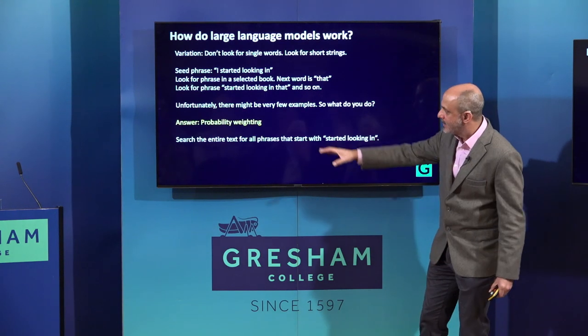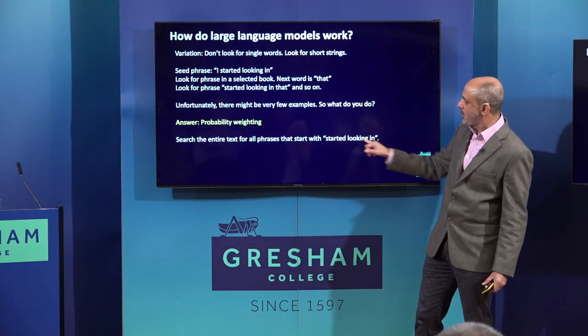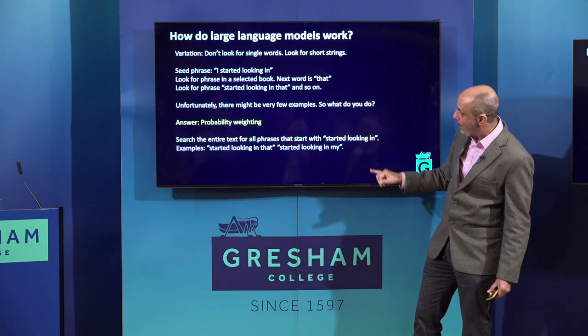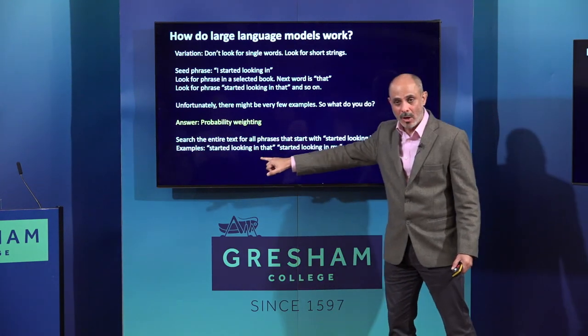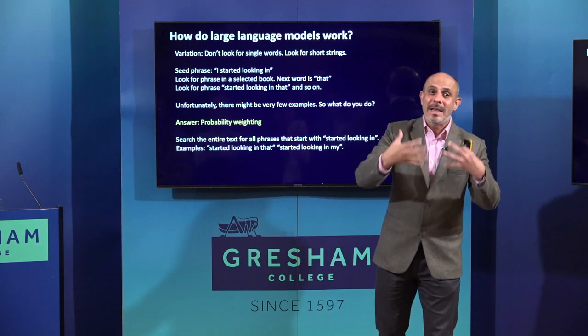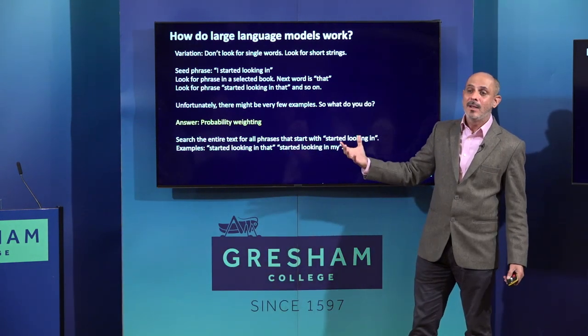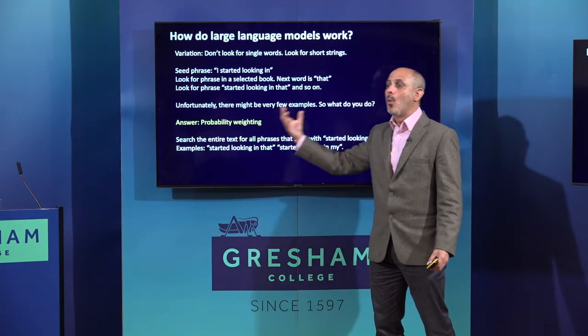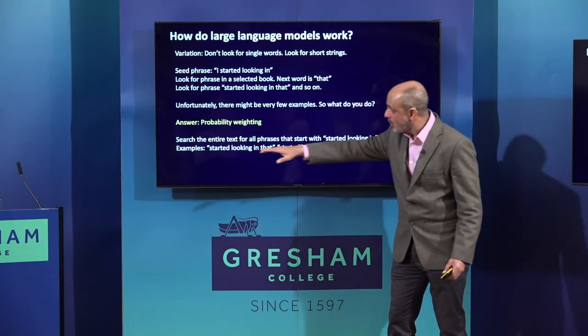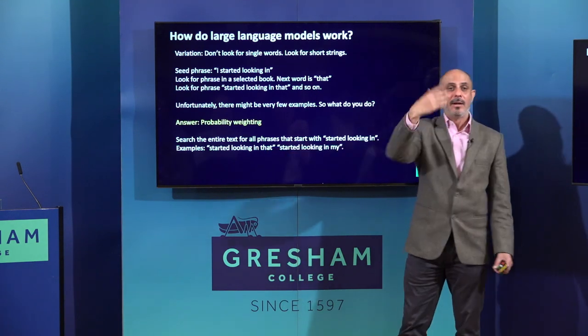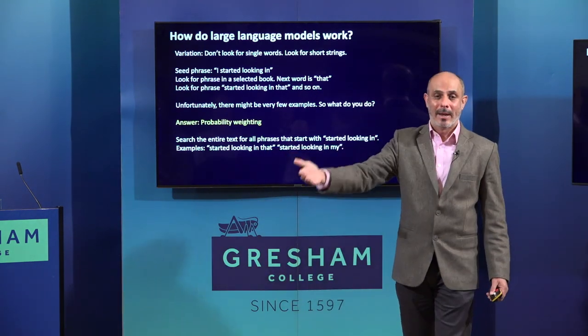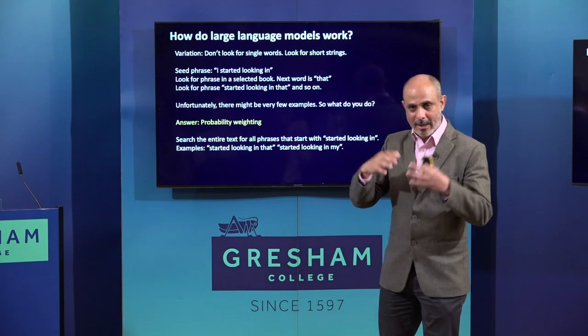So you search the text for all phrases that started with "started looking in." It could be "started looking in my," could be "started looking in that," and see how many examples come up with this and how many come up with this. And then you weight it by the likelihood of what the next word is going to be. There are lots of examples of "started looking in that," so it gets a bigger weight than "started looking in my." Right?